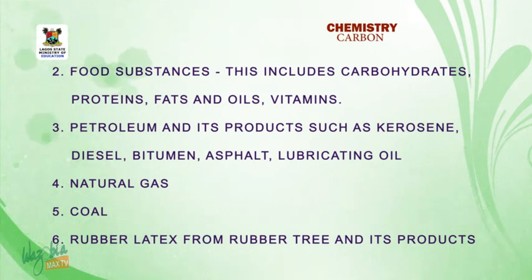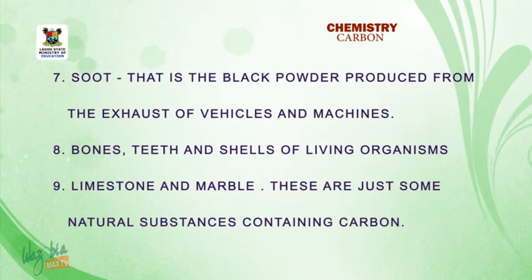Number 4, natural gas. 5, coal. 6, rubber latex from rubber tree and its products. 7, soot. That is the black powder produced from the exhaust of vehicles and machines. 8, bones, teeth, and shells of living organisms. And 9, limestone and marble. These are just some natural substances containing carbon.